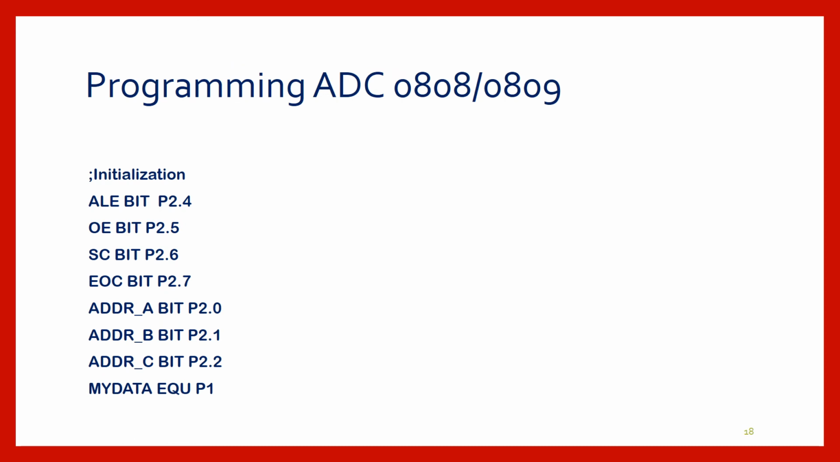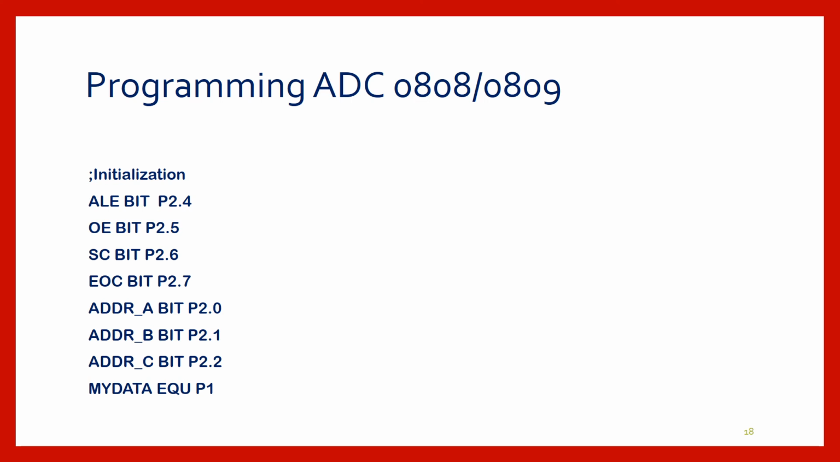If we want to write a general program as far as common logic is considered, I have shown the generic steps here. In the beginning, first of all, you have to initialize what connections you want to make with the 8051. For example, the ALE pin, then the OE pin, SC pin, EOC pin, and address A, address B, address C pins. So these many connections you compulsorily have to make.